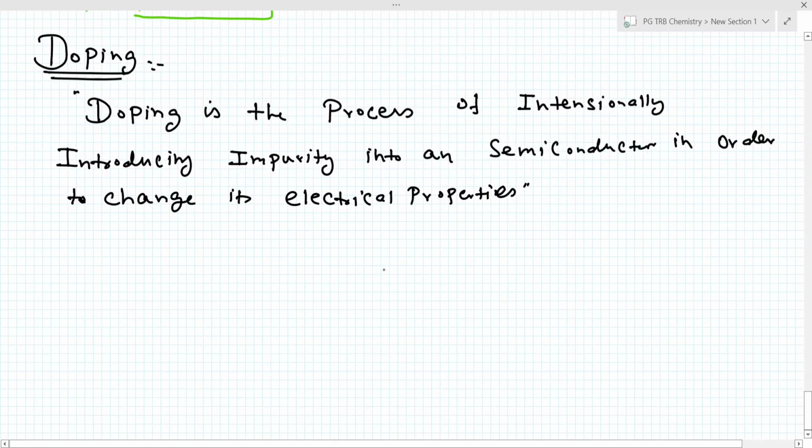Doping gives an impure semiconductor. What is doping? Simply adding an external element or impurity to change the electrical property. Now I am asking a question: what is meant by alloy? Anyone? An alloy is a mixture of two or more metals. Okay, a mixture of metals is an alloy.